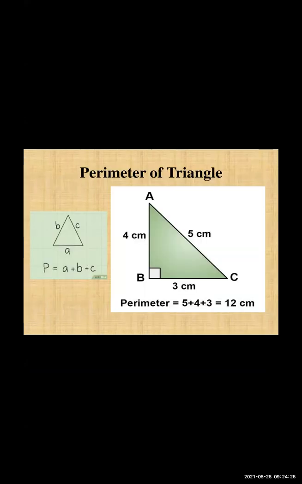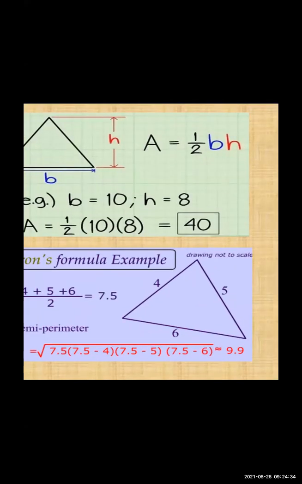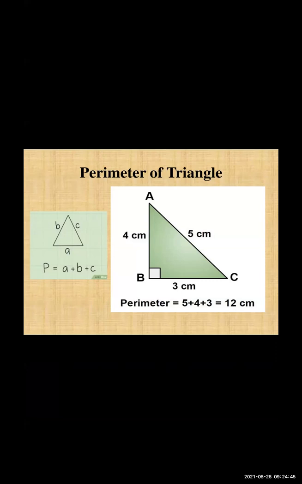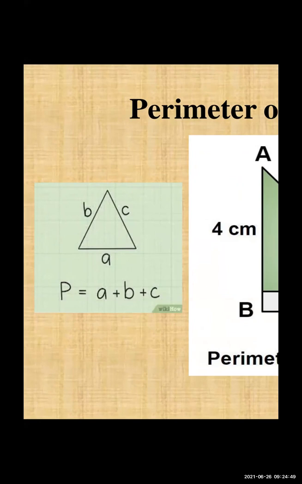Now what is the perimeter? Again, it is just the addition of all the sides. So here it was the same, Heron's formula 4, 5, 6. This is the perimeter addition. If we add all these things, this is what the perimeter means. Whatever the sides are, just add them. So here again the perimeter means P is equal to A plus B plus C.